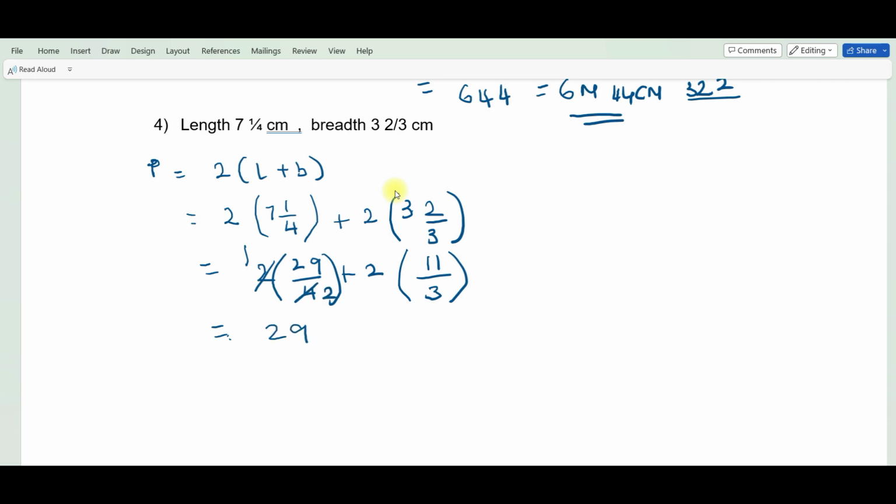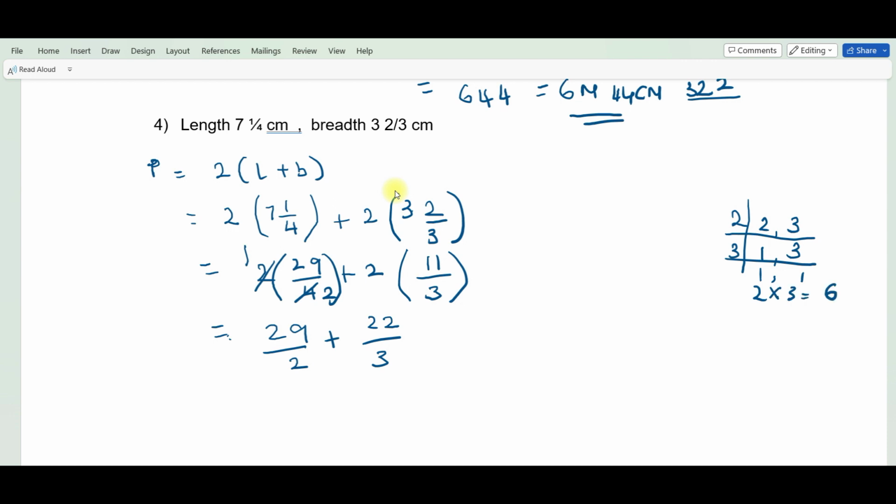So I have 22 on 2 plus, now here I cannot simplify, so I'll just multiply it, that is 2 into 11, that will give me 22 by 3. Now this is an unlike fraction, so I'll have to find the LCM to solve this. So first I have to find the LCM for the denominators, that is 2 and 3. So you find the LCM, that is 1 time of 2 and 3 1 time. So I have 2 into 3, which gives me an LCM of 6.